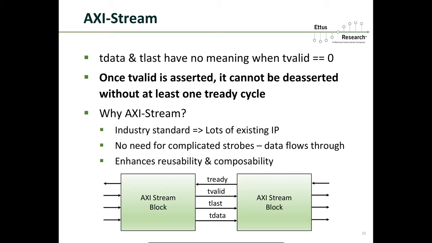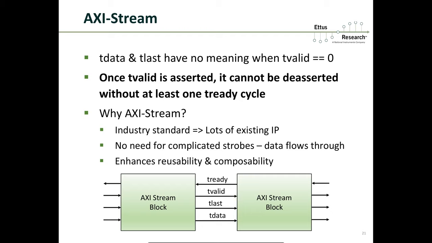What could be happening in the block in that case is that it has some optimizations internally to save resources, and so it ends up just allowing kind of random data and T-last to have no meaning, which is perfectly fine because T-valid is not asserted. So keep that in mind. Sometimes you may see those random values. Don't get fooled into thinking there's data flowing because T-valid is actually not asserted.